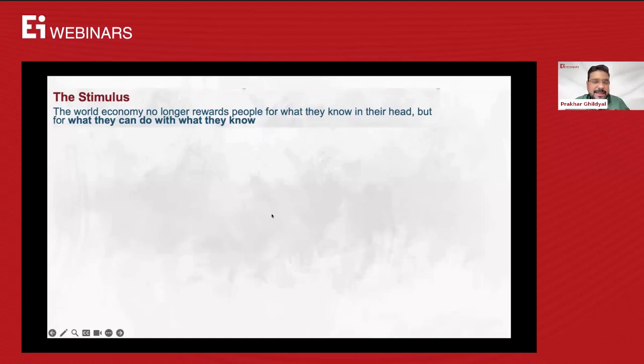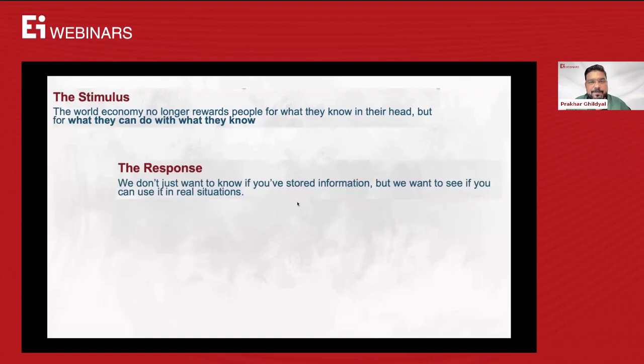Obviously, the accuracy will change. The expert will use it differently. My ability to identify what's true and what's not true in that answer, is it giving me a biased response, will change. But what children can do and what can they do now is an important stimulus. And this is not for India. This is for countries across the world. It's a pertinent question which everyone around us is asking. The response is, we do not want to know if you have stored information. And that's why you have seen assessments changing.